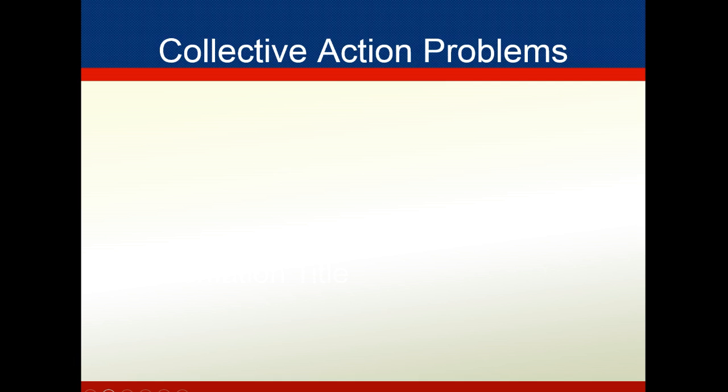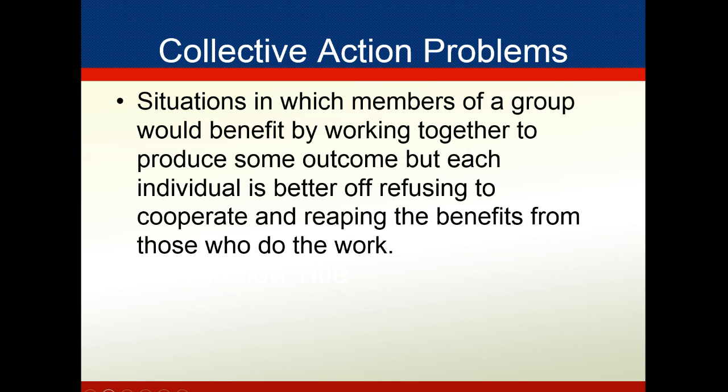The collective action problem, though, is another situation where we look at one group benefiting more than another. It's a situation where members of a group would benefit by working together to produce some kind of outcome, but each individual turns out better by refusing to cooperate and reaping the benefits from those who do the work. So this we call a free rider, or the free rider problem.